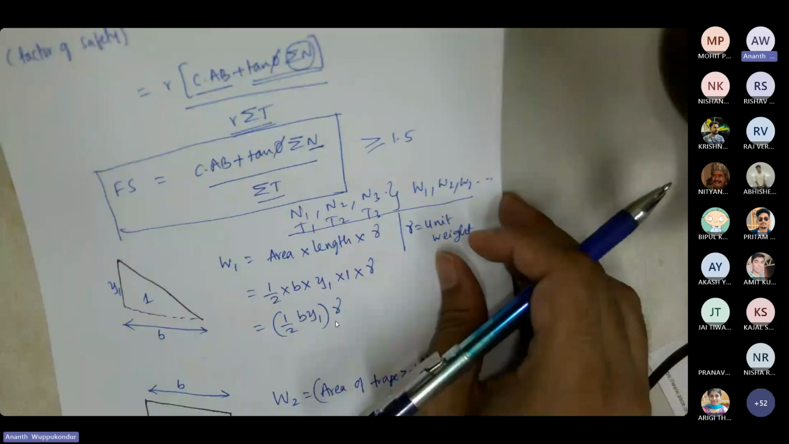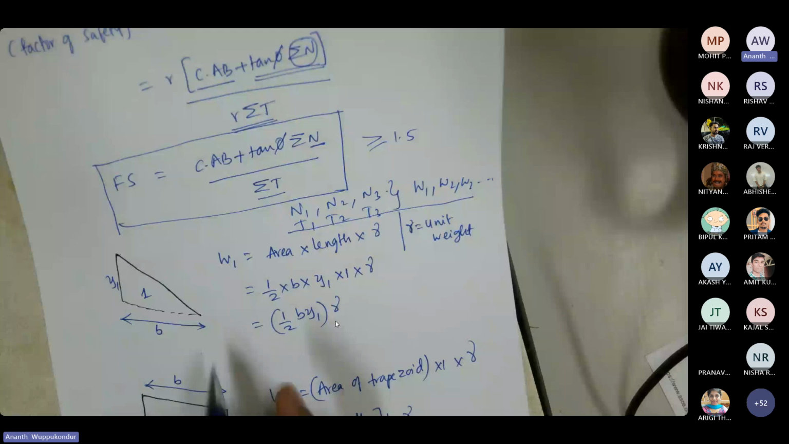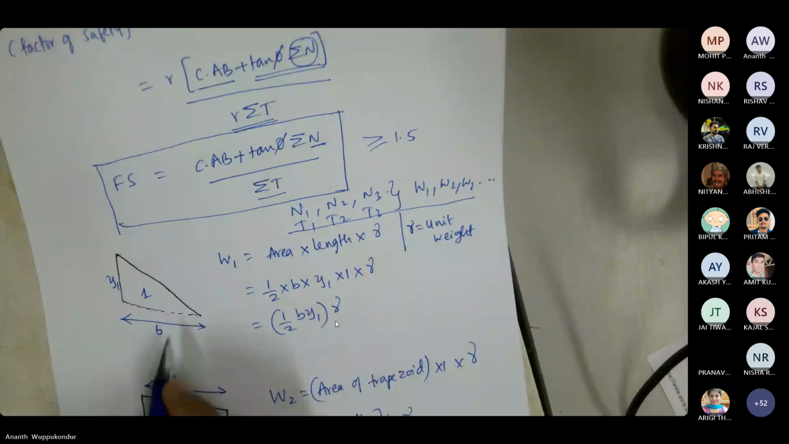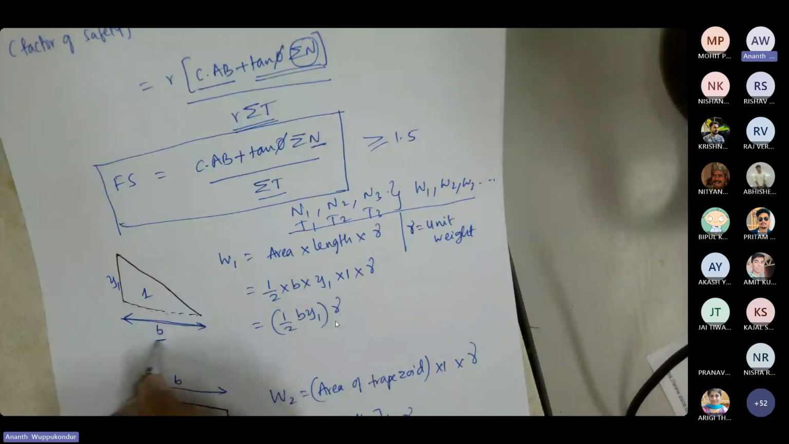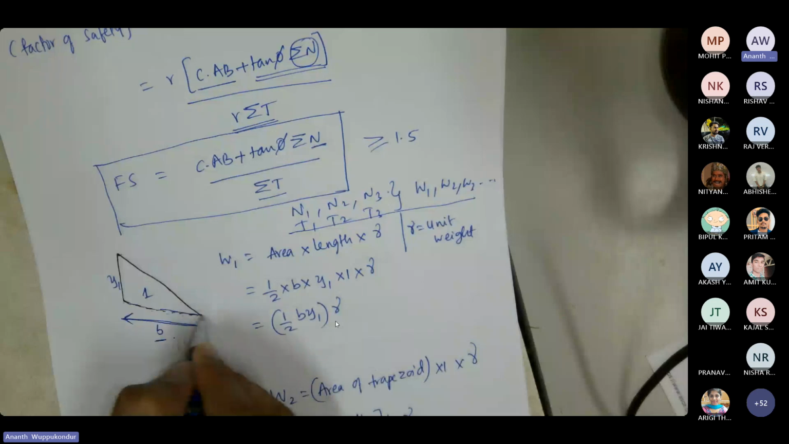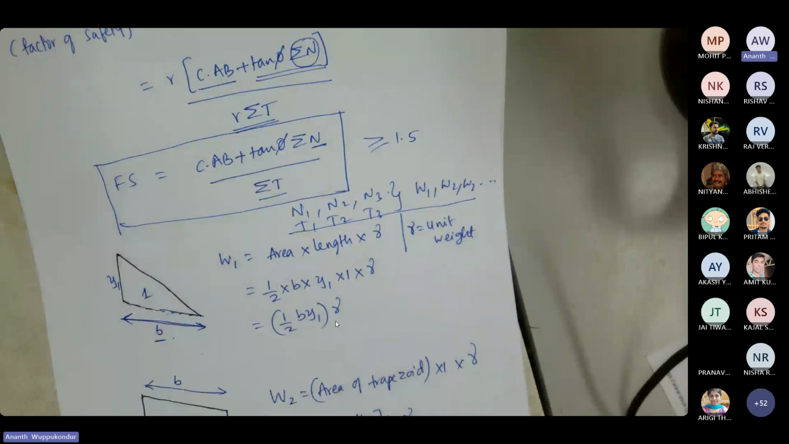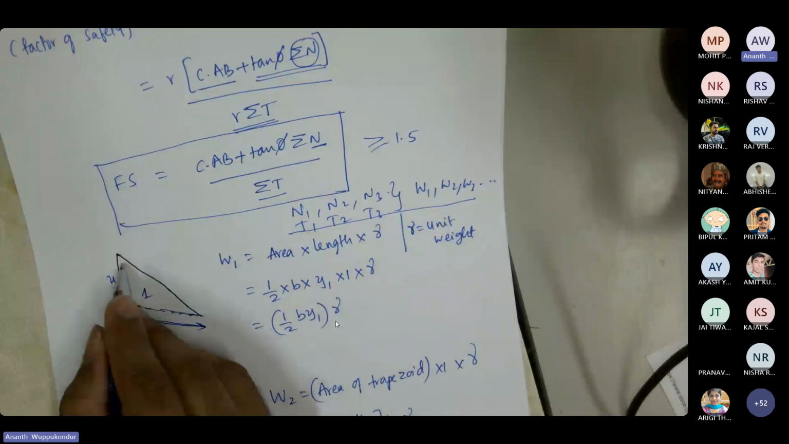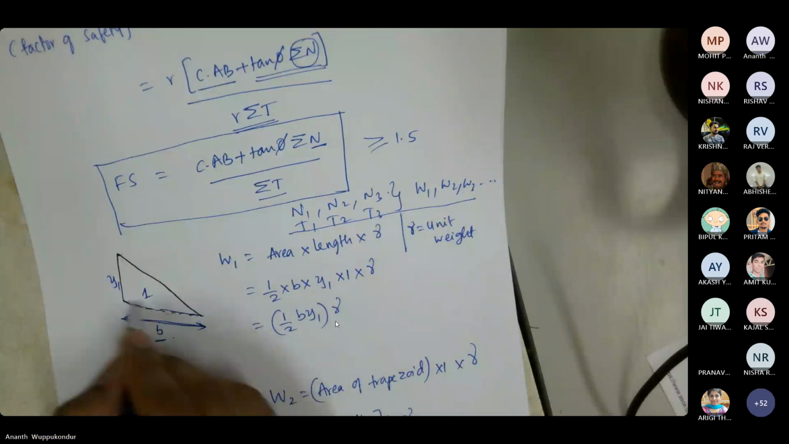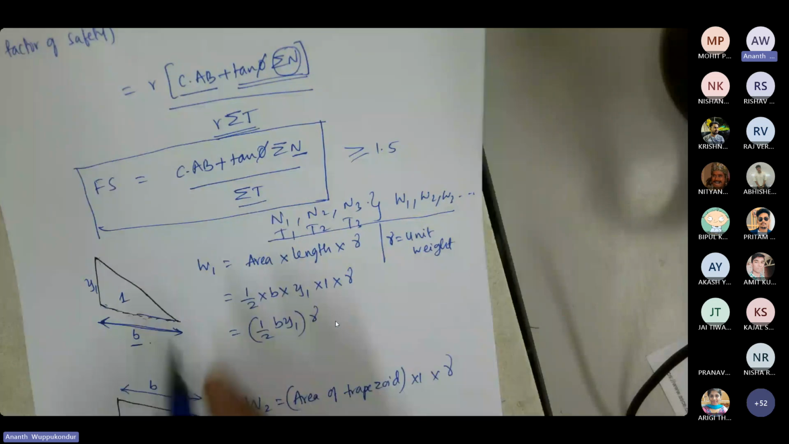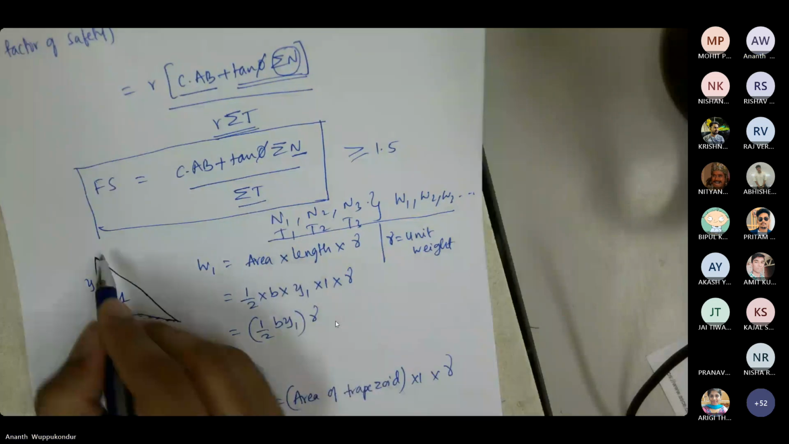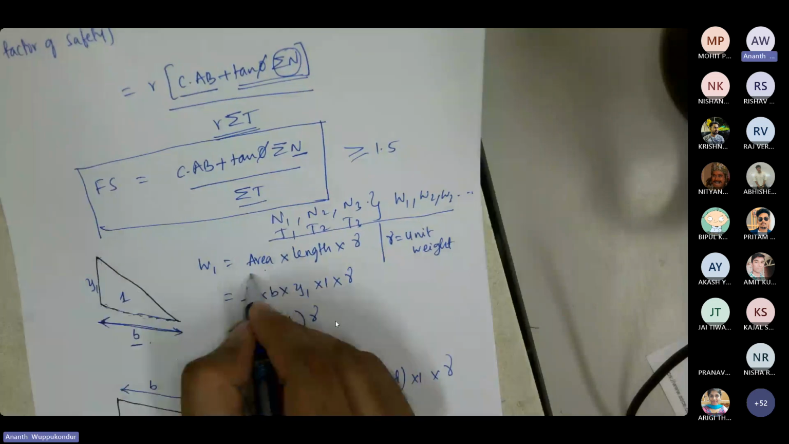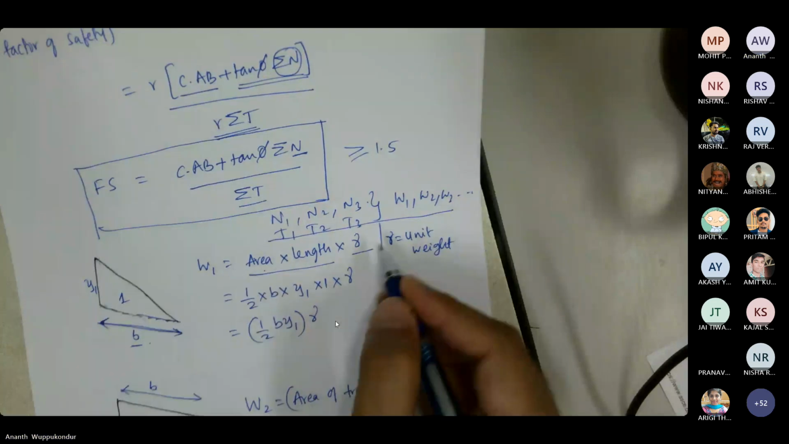So your segment 1 is triangular. So even though this is an arc, I'm approximating it to be a straight line of length b, and I'm saying that this is a triangle. Because it is a small segment, we can approximate the arc length to a line, and then this would become a triangle. And you can calculate the weight of this triangular element by first calculating the volume multiplied with the unit weight.